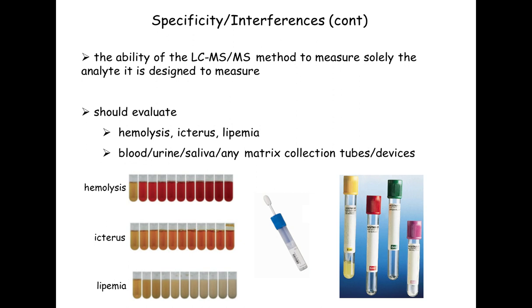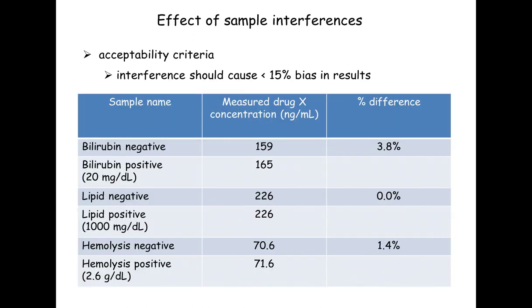The collection tubes or devices can have an effect on the analyte concentration because it may absorb to the plastic or the gel. Or it's also been shown that some of the components of the plastic or gel may interfere with mass spec methods. And so if you do see an interference with a specific tube type or collection device, then you should probably not use that tube or collection device, and that should definitely be documented in your validation paperwork.